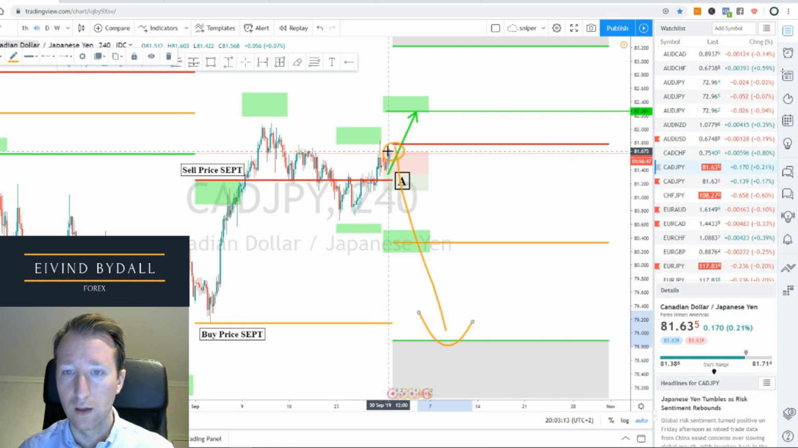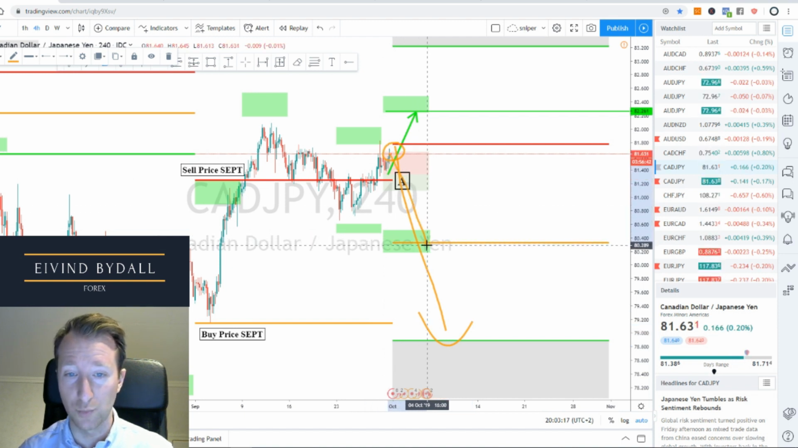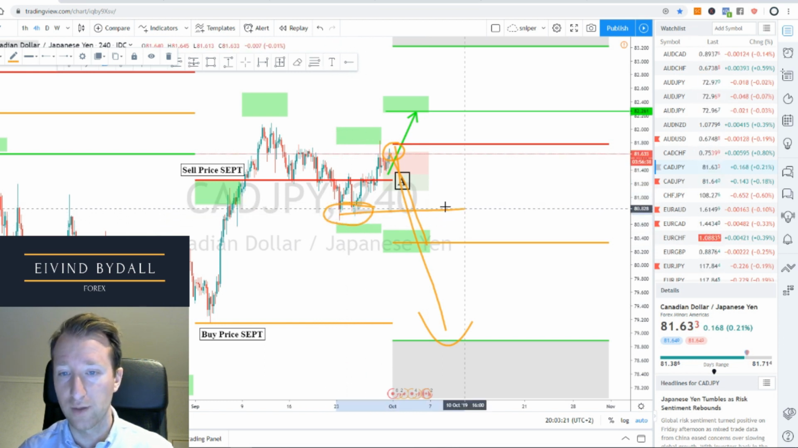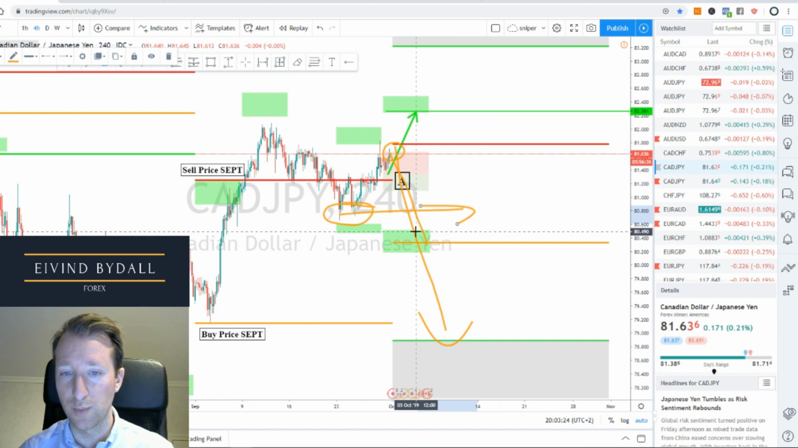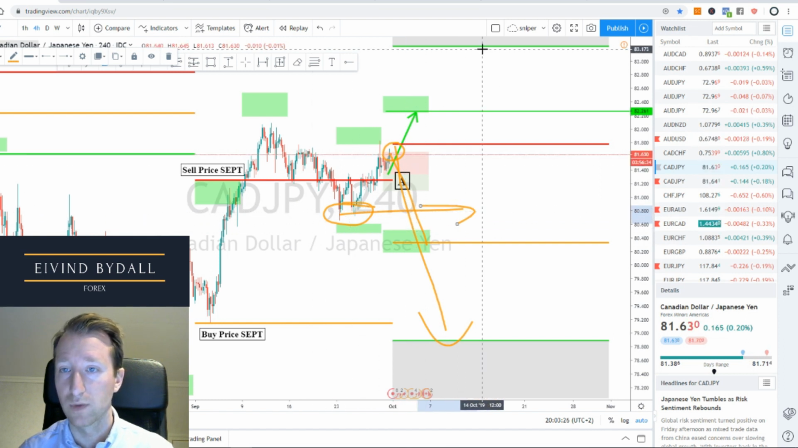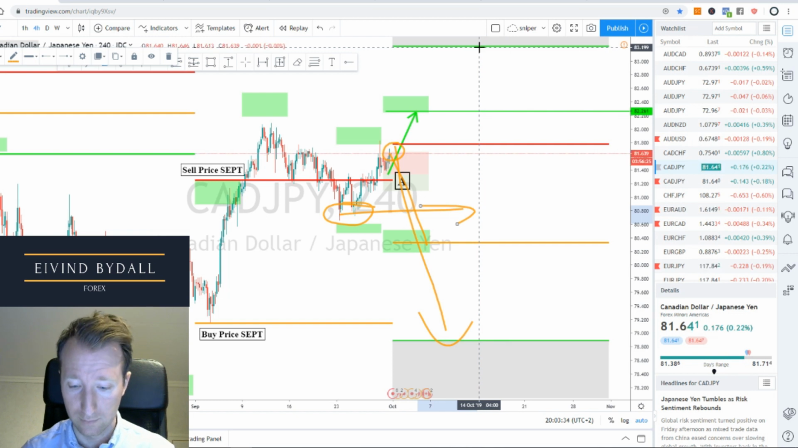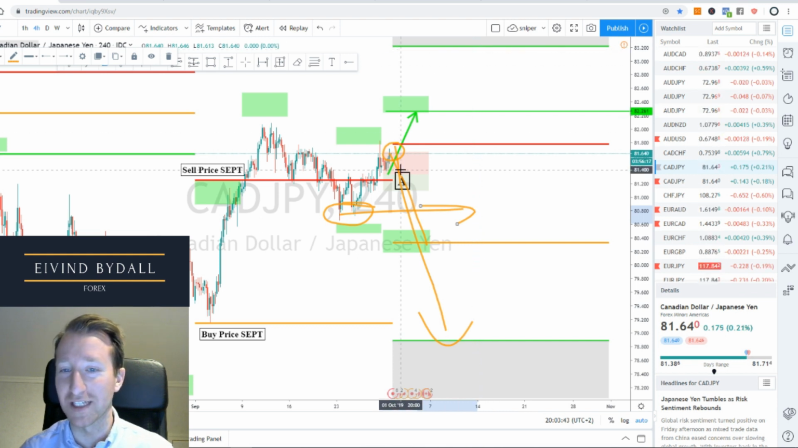But then I think this price is too low to buy from, and this is really the price for the month of October to be buying off. So the target is 83.200. And how much is that? That's 300 pips, people. I love it. 300 pips giving you for free.